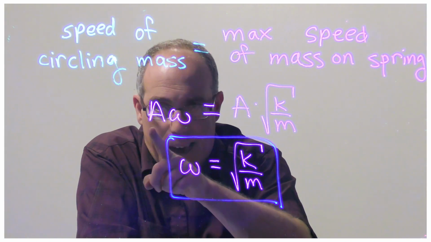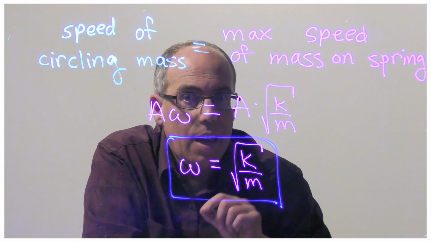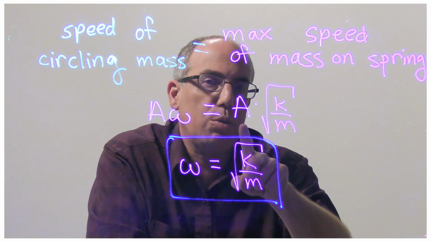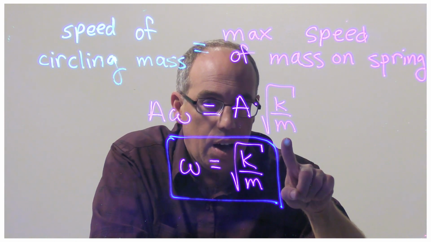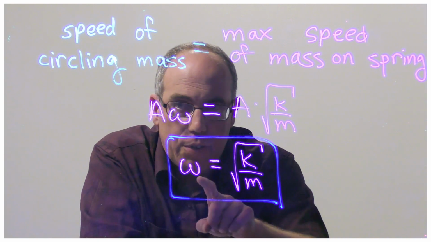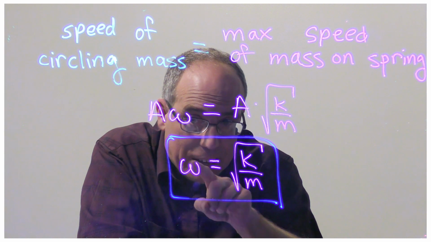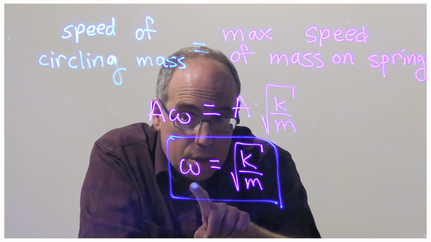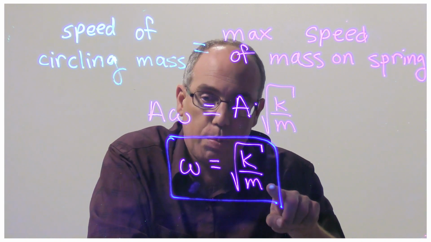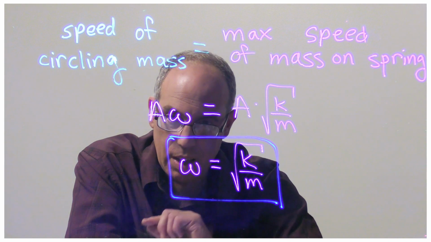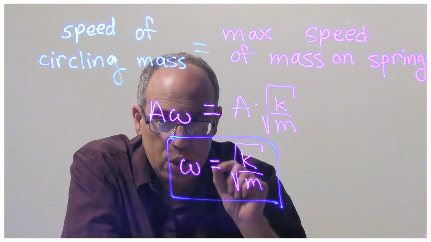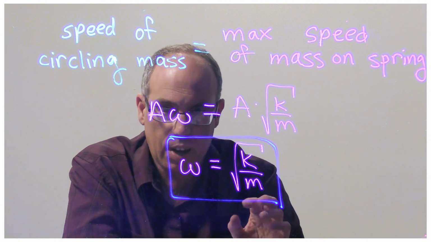The speed of the circling mass is a omega, and that maximum speed taken on by the mass on the spring is equal to a times the square root of k over m. We see then that the angular velocity, which the circling mass must take on in order to match the motion of the mass on the spring, is equal to the square root of the spring constant over the mass. In the next video, we will use this result to actually express the position of the mass on the spring as a function of time.